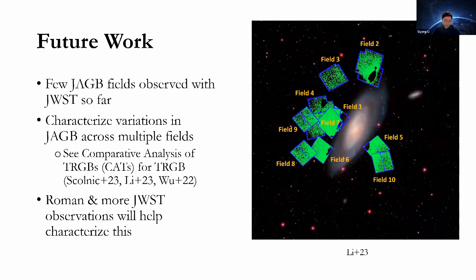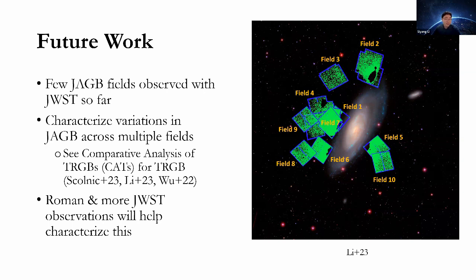Now, another thing that will be very interesting to look at is the field-to-field variation in the JAGB. At the moment, of course, because the method is fairly new and JWST is fairly new, there are very few JAGB fields in galaxies that have been observed with JWST. What will be very important is, once we have more observations and more fields and more galaxies, to characterize the field-to-field variations using that increased sample of fields.